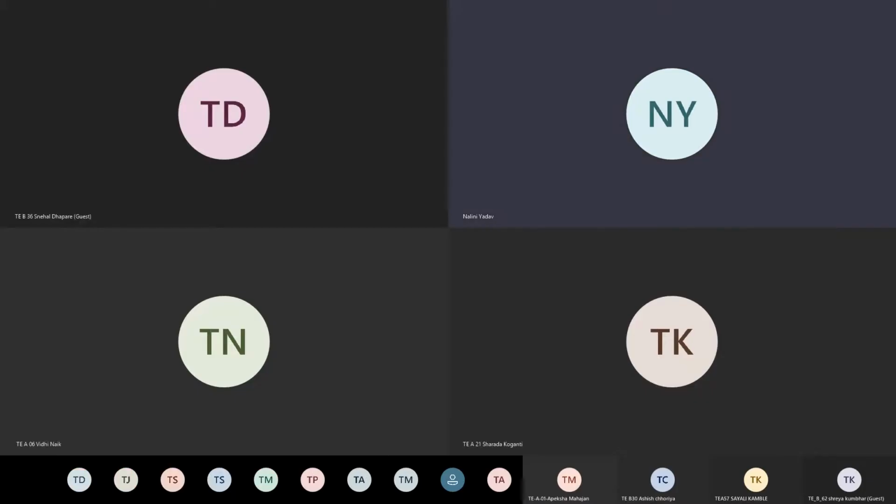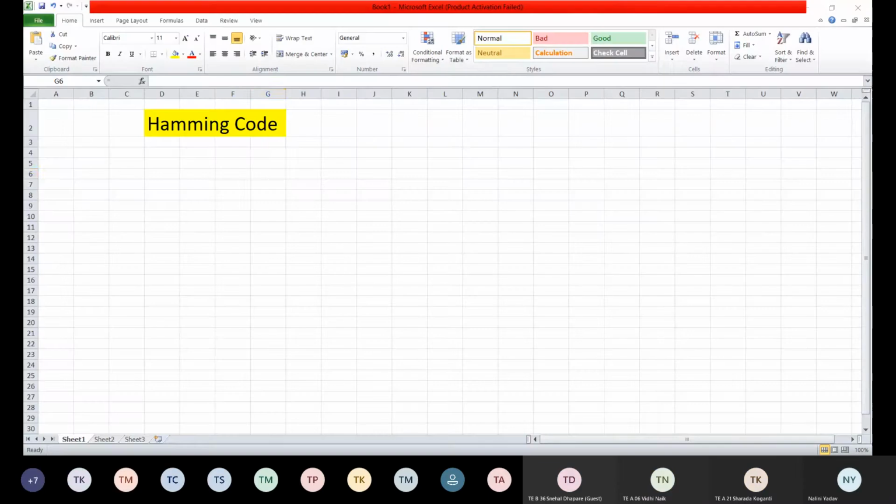Is my screen visible to all of you? There is an Excel sheet currently on the screen, and I hope this is visible to all of you. Is this visible? Yes, ma'am. Okay, good.